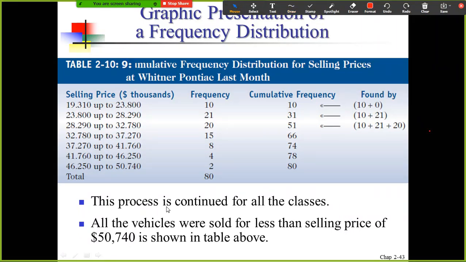This process is continued for all classes up to the last class. All cars were sold for less than the selling price of 50,740. It means all 80 cars were sold for less than this price. No car sold for more than this price. Okay.